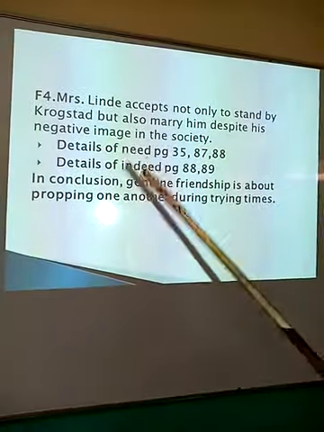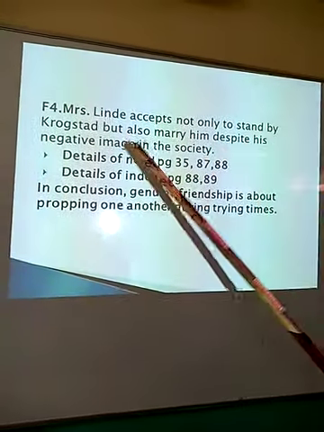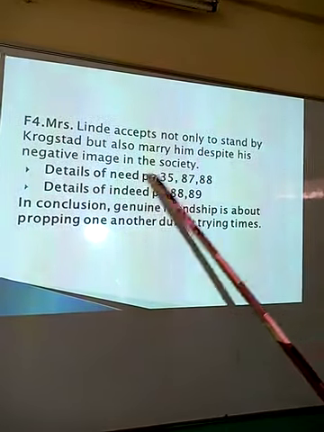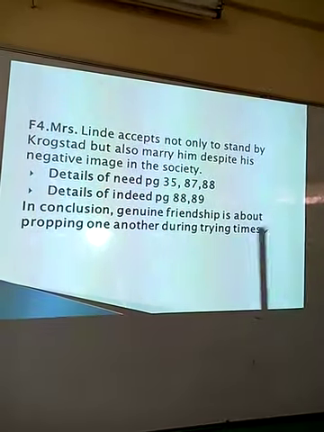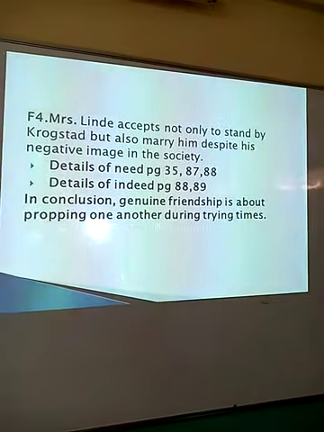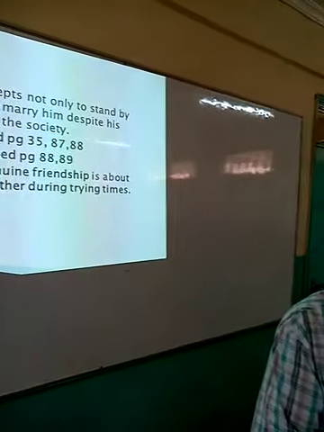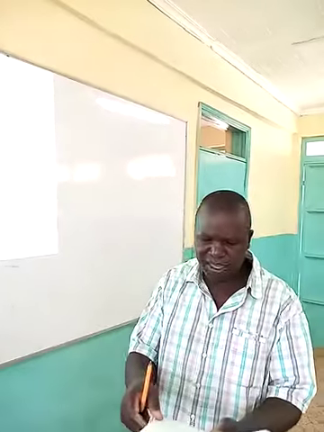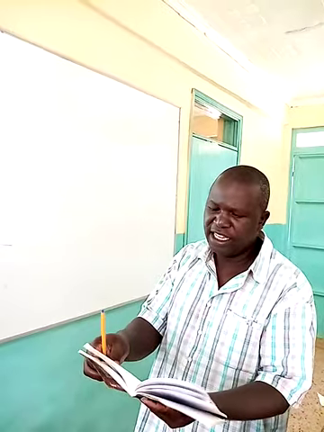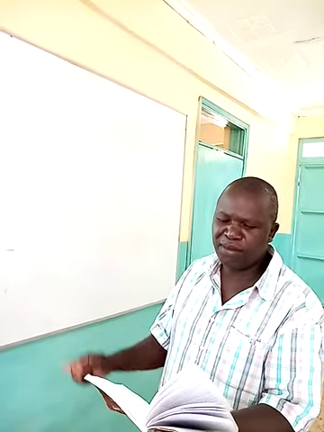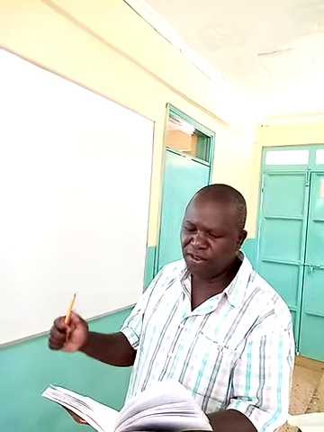Now look at F4. Mrs. Linde accepts not only to stand by Krogstad, but also to marry him despite his negative image in the society. I want to pick this area so that we demonstrate, and we'll go straight away to page 35. On page 35, we'll pick words. If you look at page 35, the third Krogstad is, we can read, "Listen to me, Mrs. Helmer. If necessary, I am prepared to fight for my small post in the bank, as if I were fighting for my life." So that is the background. Then the next Krogstad, it is not only for the sake of the money.